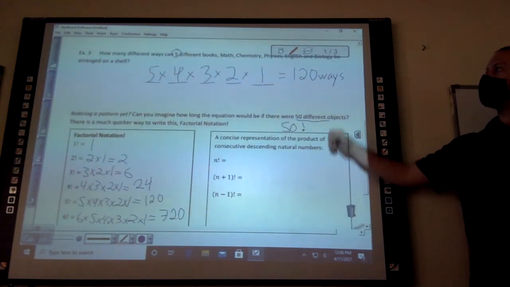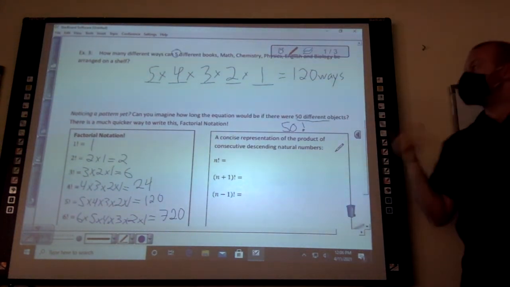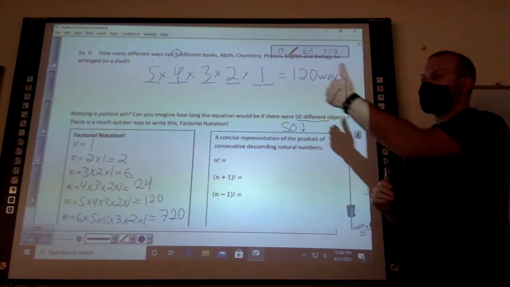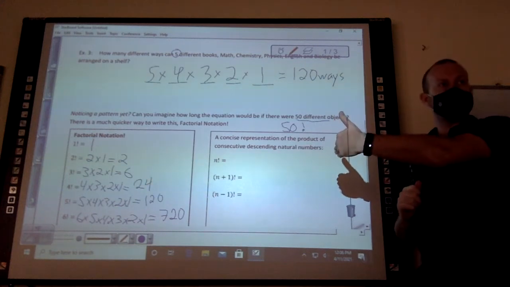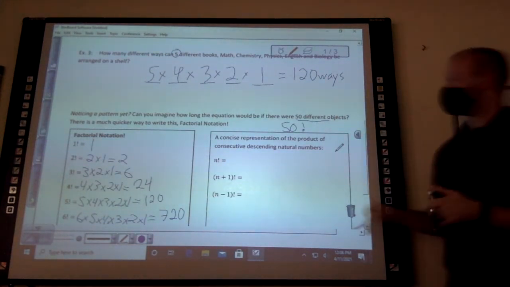If it says you have this many items, and the key thing is you cannot repeat the items. So for the textbooks, I can't have the math book and then another math book and then another math book because you only have one of them. Exactly. Good.